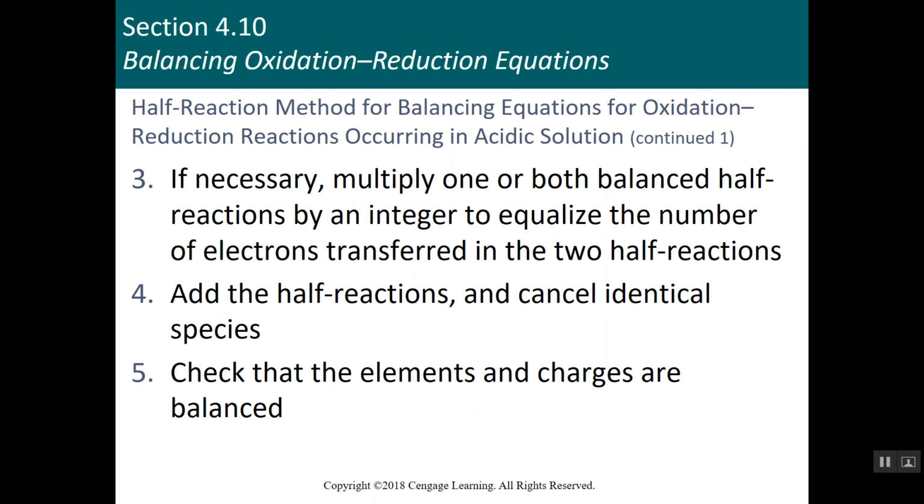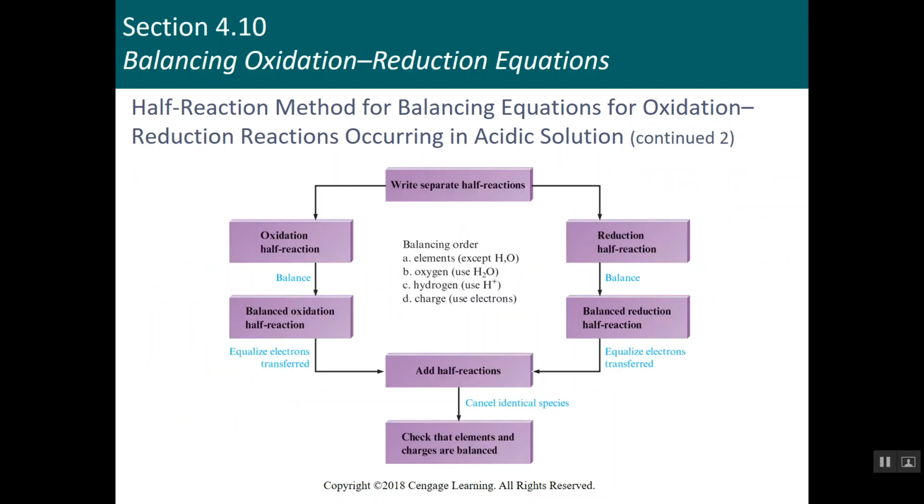Because the number of electrons lost equals the number of electrons gained, sometimes we have to multiply one or both balanced half reactions by an integer to equalize the number of electrons. When you add the half reactions together, you're going to cancel identical species just like you would if you were adding equations in math. And then you're going to go back and check that the elements and charges are balanced. Here is a schematic of balancing the equations for oxidation reduction reactions.